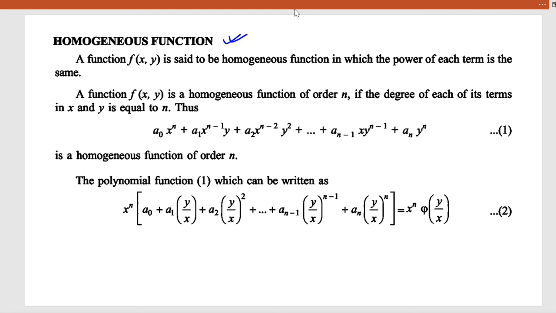A homogeneous function is a function for which the power of each term is the same. Here the degree of x is n, so the joint power is n. Similarly, here the joint power is n, and here also the joint power is n. So this can be called a homogeneous function of order n, or sometimes a homogeneous function of degree n, if the degree of each term jointly is n. Here it is x to the power n and y to the power 0, and here x to the power 0. So these two are always n.